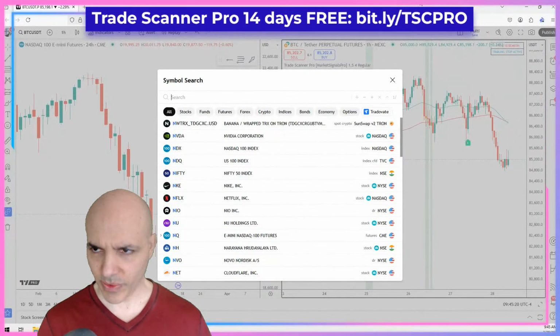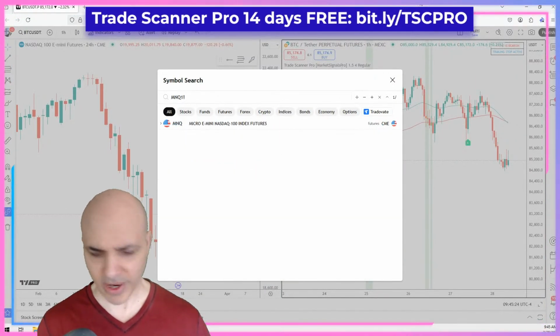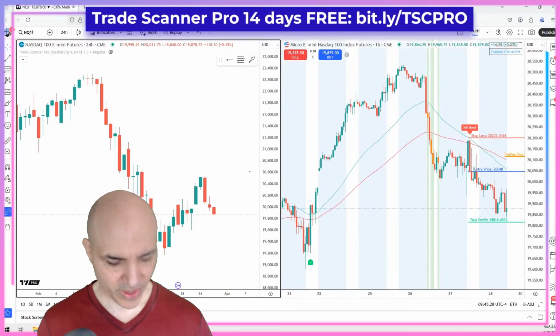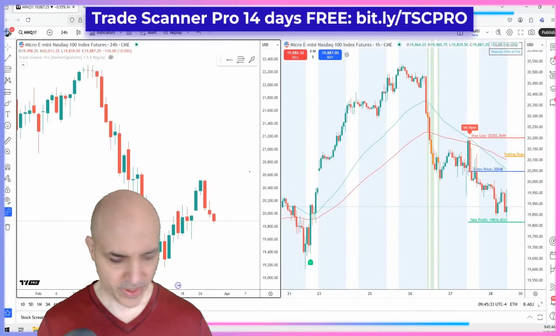Let's switch this one. Actually, we want the MNQ, because we're doing the micros. We're not doing the minis. And there's a trade in play. Let me change this one too. It's the same thing, but let's just change it anyway.